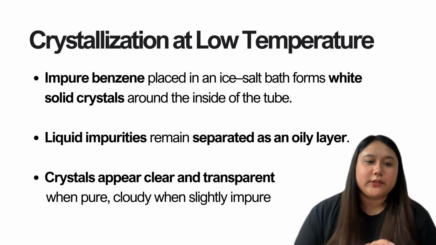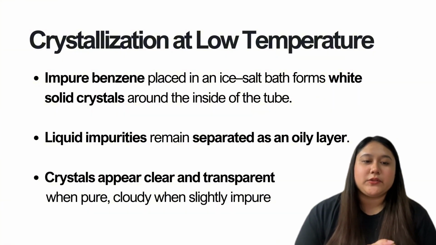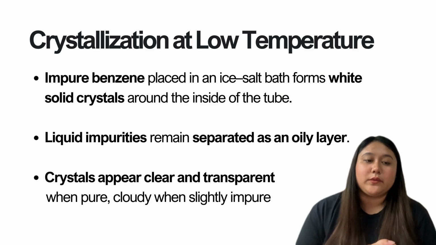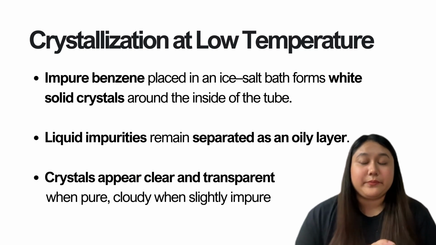Crystallization at low temperature. Impure benzene placed in an ice salt bath forms white solid crystals around the inside of the tube. Liquid impurities remain separated as an oily layer, and the crystals appear clear and transparent when pure, cloudy when slightly impure.